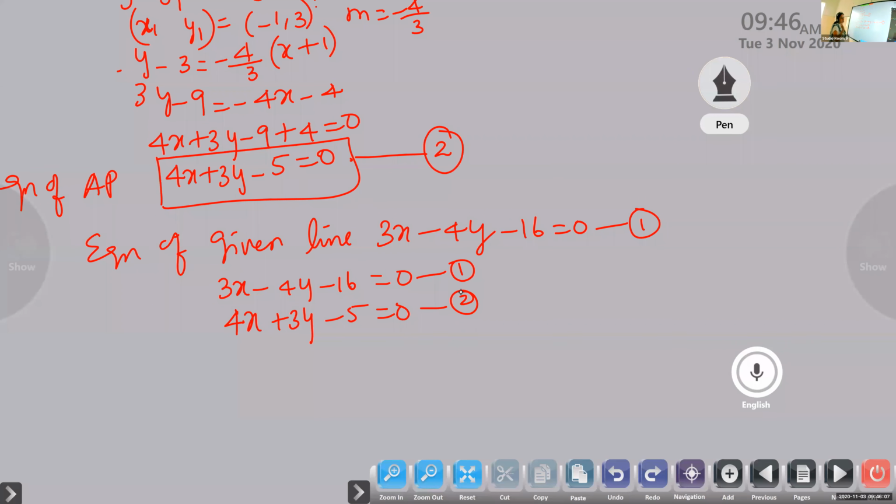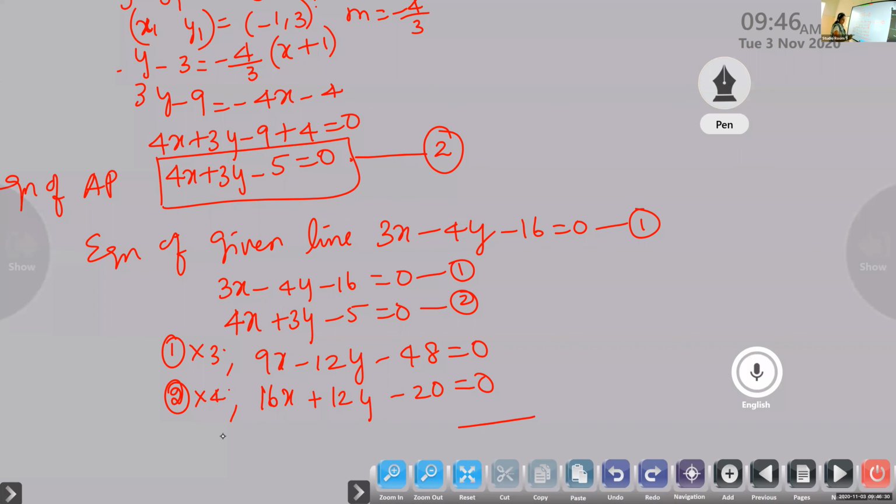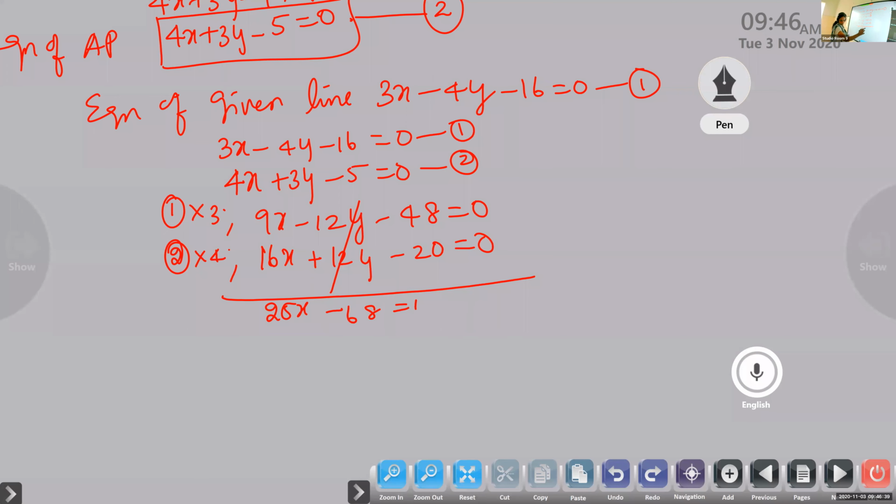Suppose I'm going to solve this by elimination method. I'm going to multiply the first equation by 3. So you'll get 9x minus 12y minus 48 is 0. And the second equation, I'm going to multiply by 4. So it is 16x plus 12y minus 20 is 0. When you add these, the y terms will cancel. You will get 25x minus 68 is equal to 0. So x is equal to 68 by 25. Is it correct, Gayatri?